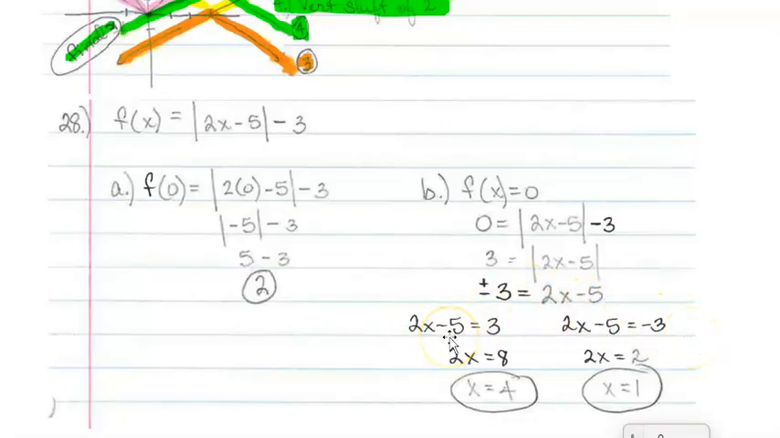So add 5 to both sides, and that would give us 8, and divide by 2, that would give us 4. And then over here, add 5 to both sides, that would be 2, divide both sides by 2, and that would be 1. And remember, you can always plug these back in for x and check them to see that you do get 0, and you do in both of those cases.